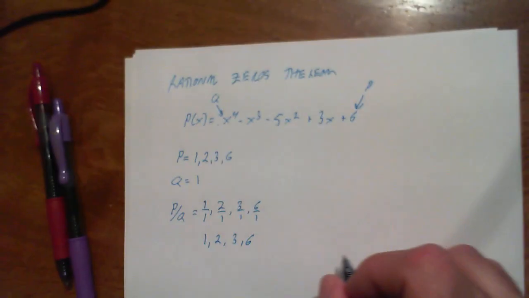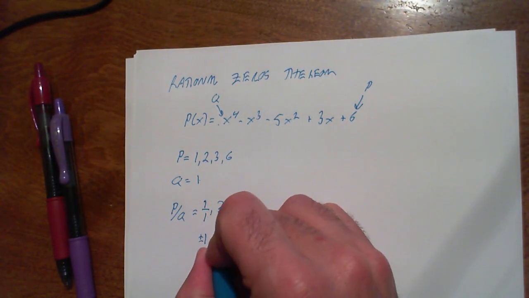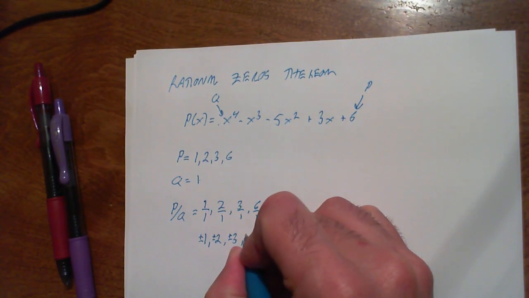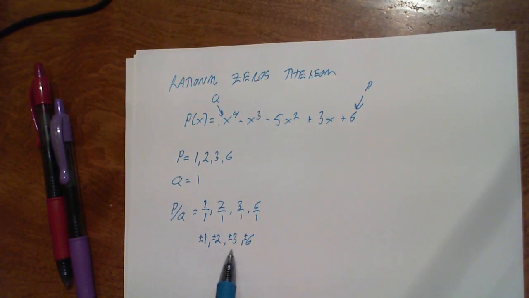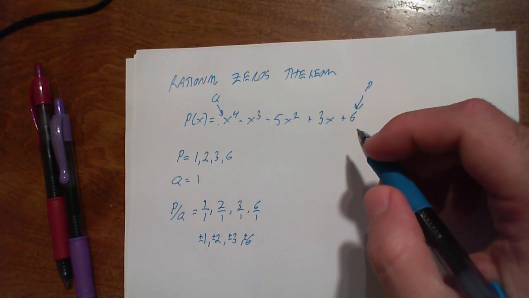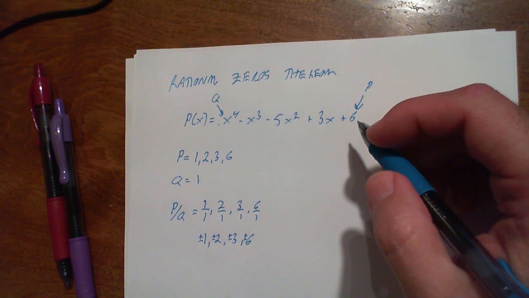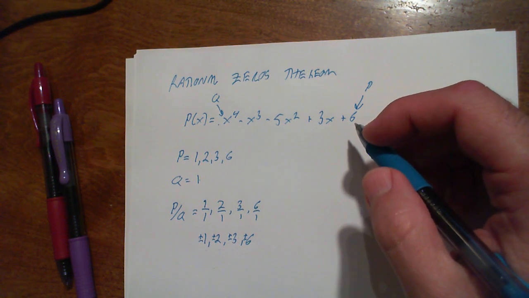But remember, they could also be positive and negative. So now I have 2, 4, 6, 8 possible factors. Now, how do we figure out what a possible factor is? We just go ahead and start dividing.